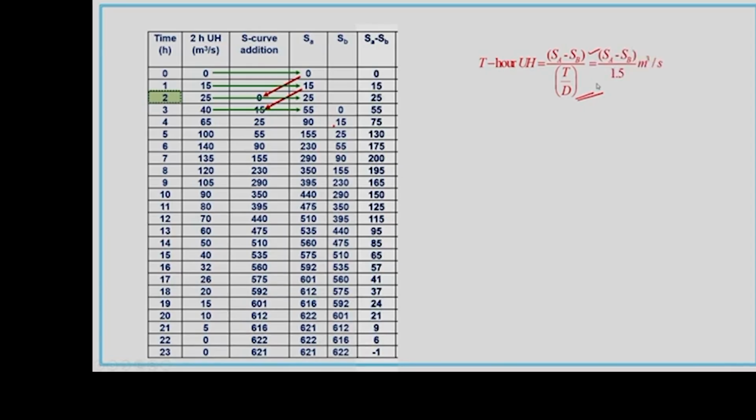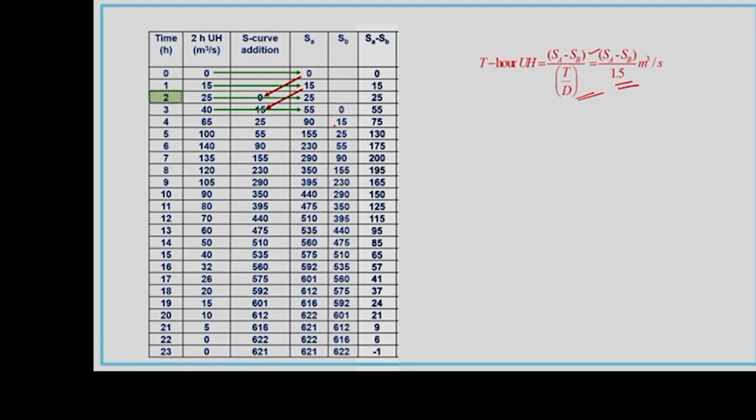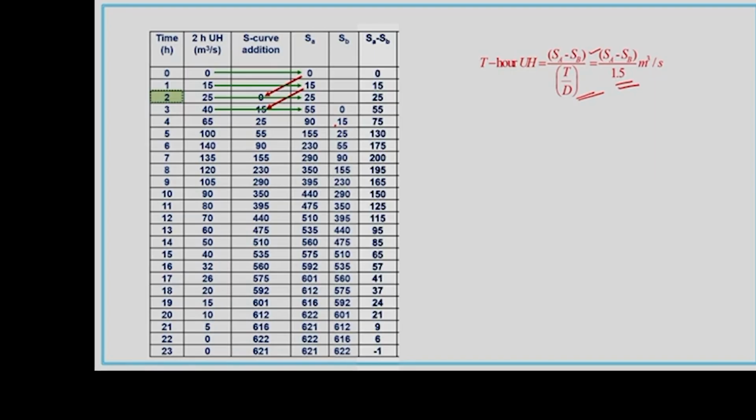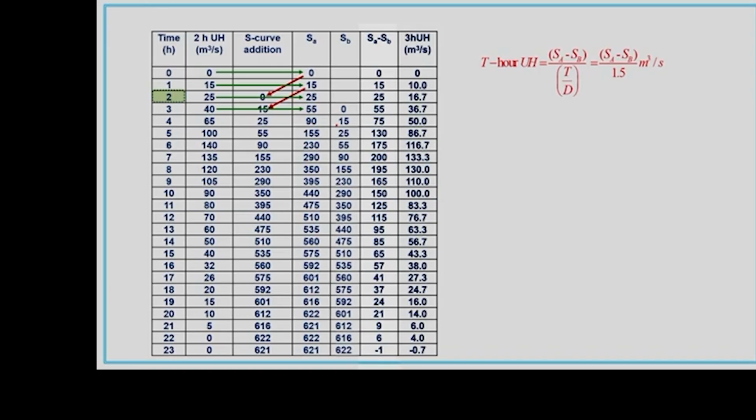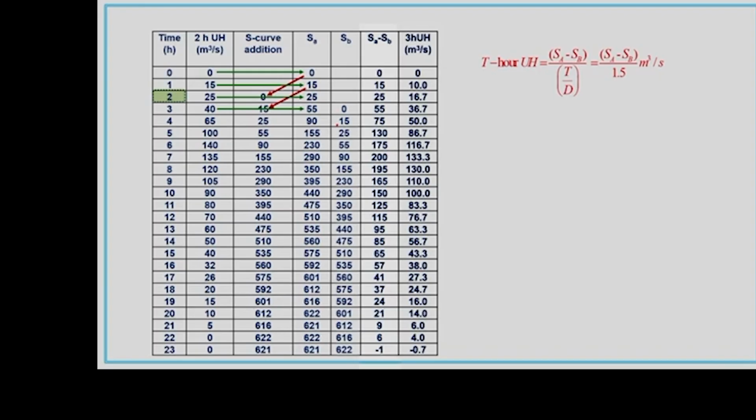Here in this case T by D is 1.5, T is 3 hours and D is 2 hours. D is the duration of the given hydrograph, T is the duration of the required hydrograph. So, T by D is 3 by 2, that is 1.5. Now, what are we going to do? We are going to divide the ordinates of SA minus SB by 1.5. So, we will get the 3-hour unit hydrograph in meter cube per second after dividing SA minus SB by 1.5. So, this is our required unit hydrograph, the 3-hour unit hydrograph.